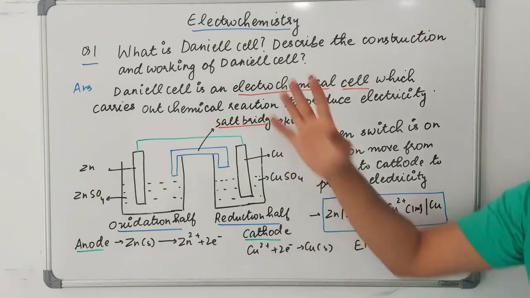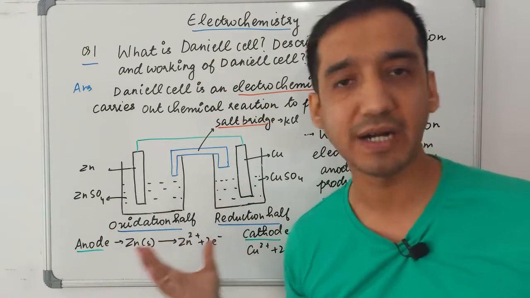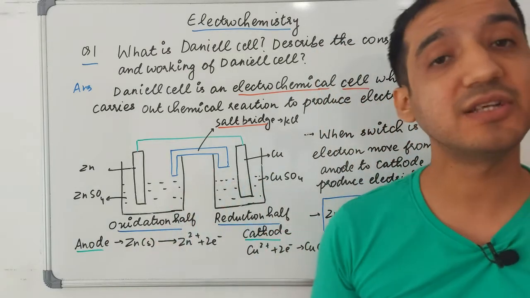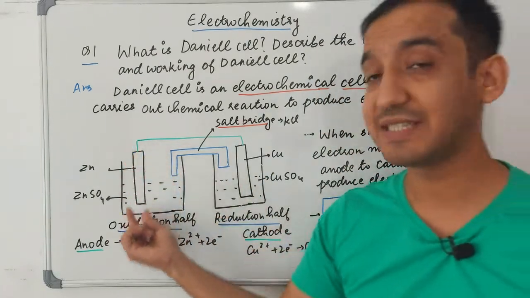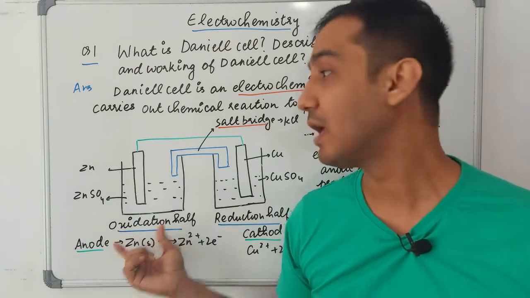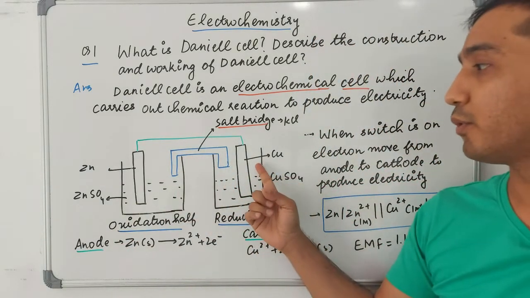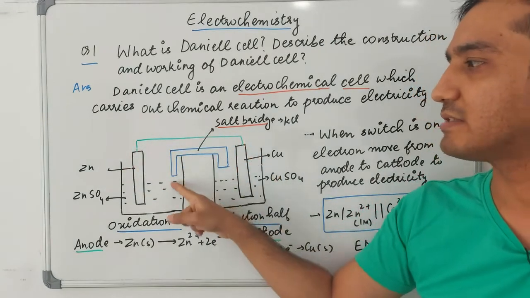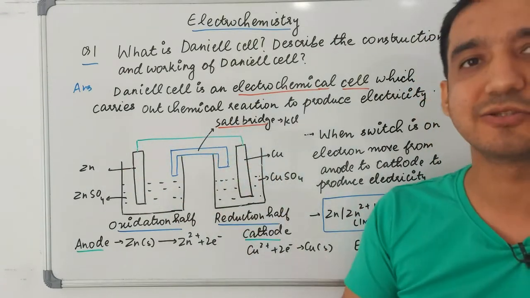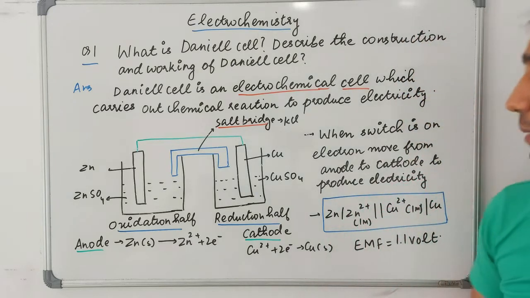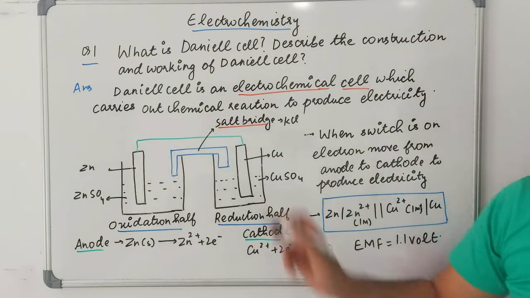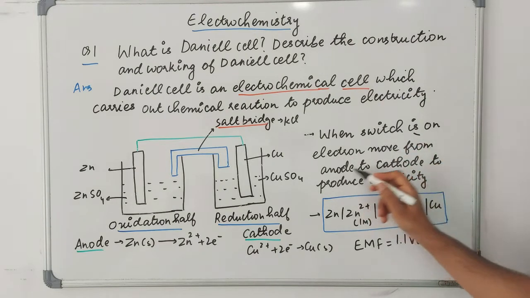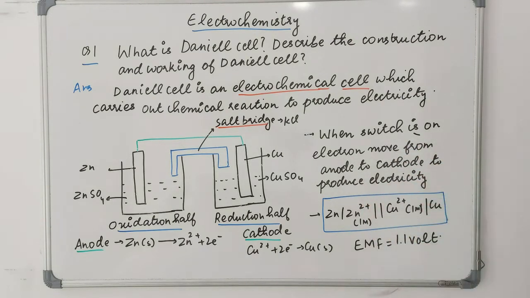So the Daniell cell consists of two parts. First is called the oxidation half, second is called the reduction half. In the oxidation half, what you have put? You have put zinc in a zinc sulfate solution, and in the reduction half you have put copper in a copper sulfate solution. Both are connected by a wire and the solutions are connected by something called a salt bridge. Now what happens? When you connect the wire and switch on, electrons move from the anode to the cathode to produce electricity.